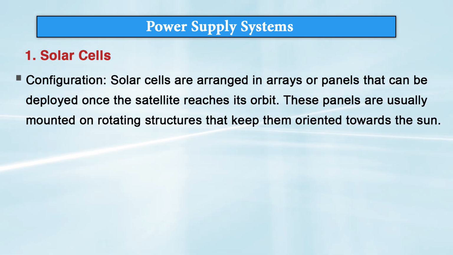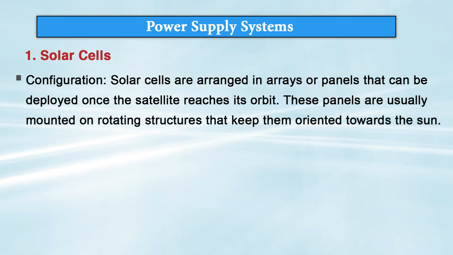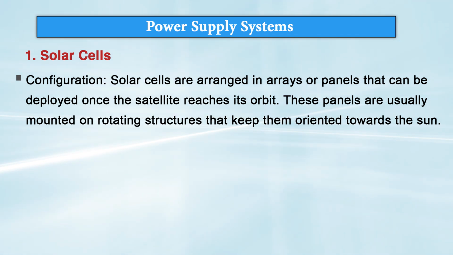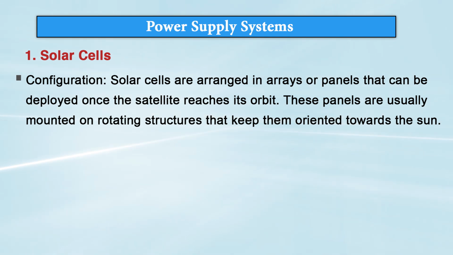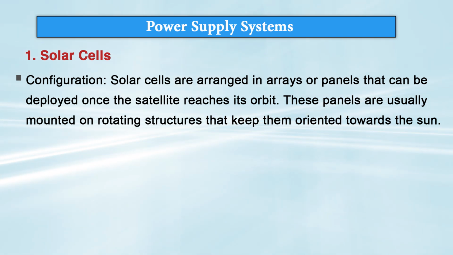Configuration: solar cells are arranged in arrays or panels so that they can form a matrix type of arrangement and can be deployed once the satellite reaches the orbit. These panels are usually mounted on a rotating structure so that they keep them oriented towards the sun.